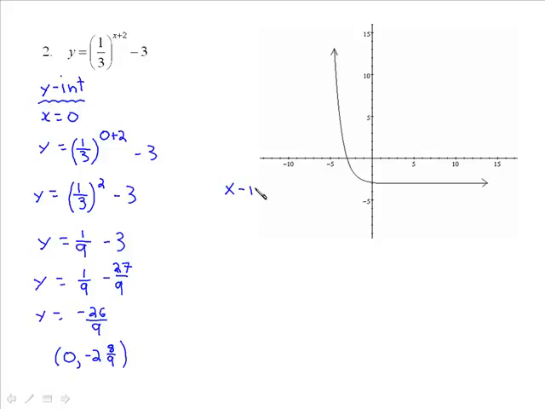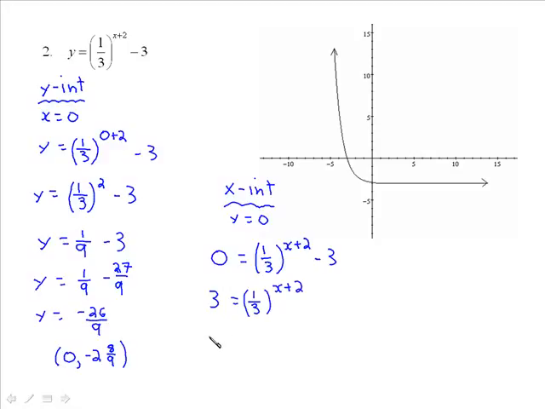And then the x-intercept, when we go after this one, here we set y is equal to 0, and it solves pretty nicely too. It will again be a type 2 exponential equation. 0 is equal to 1/3 to the x plus 2, and then minus 3. Take the 3 over to the other side, and you'll get 3 is equal to 1/3 to the x plus 2.